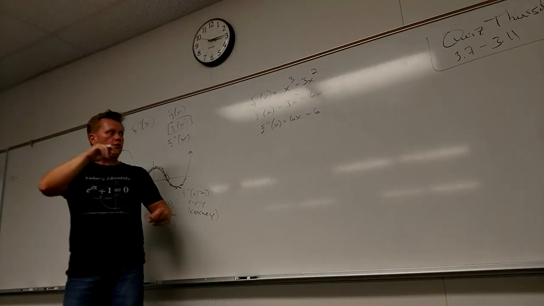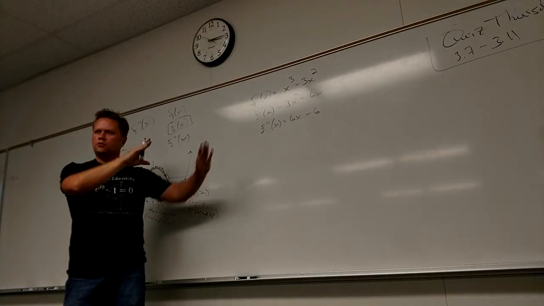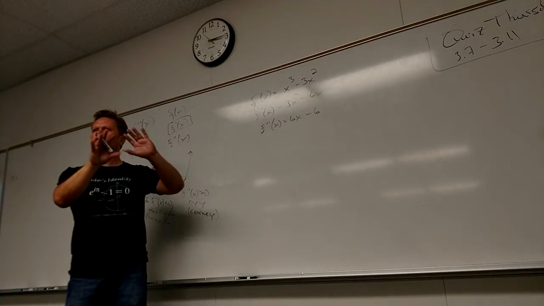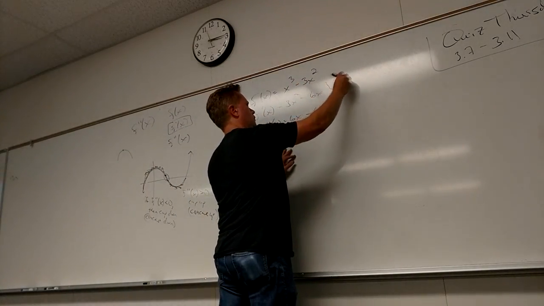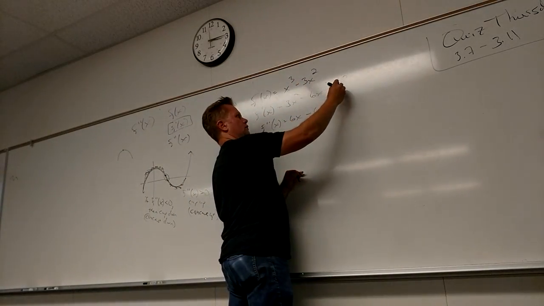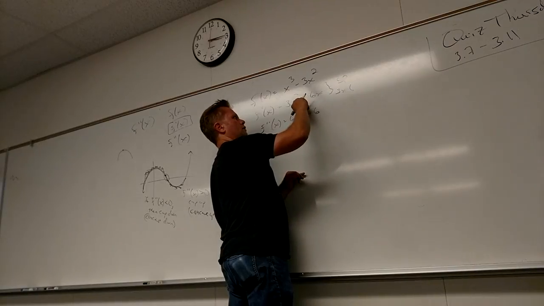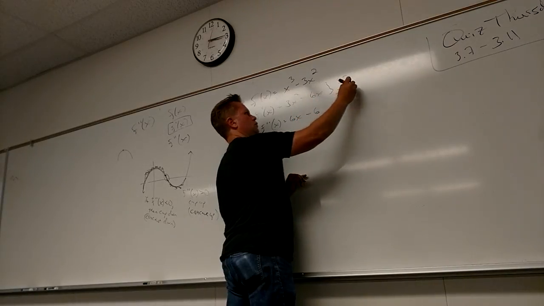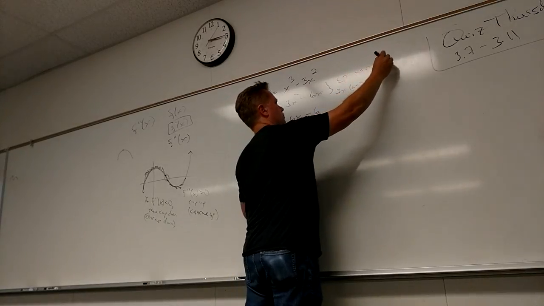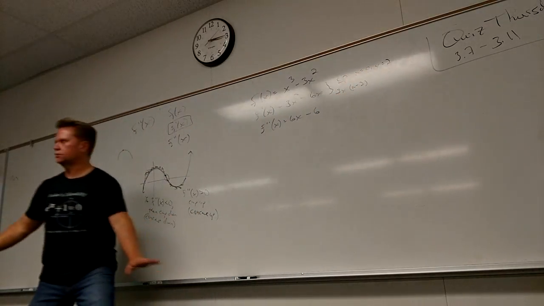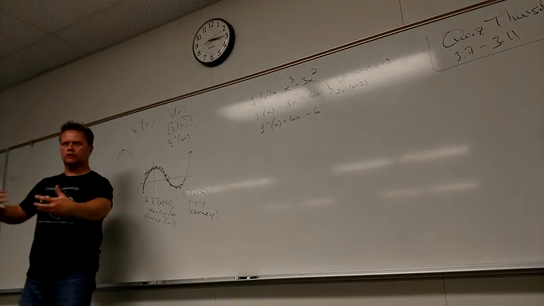Is everybody cool with that? What are the critical points for the first derivative? If you factor this, you get 3x times (x minus 2), right? So you get x equals 0 and x equals 2. All right, let me stop there. Is that cool? Factor it so I can see what makes it 0.